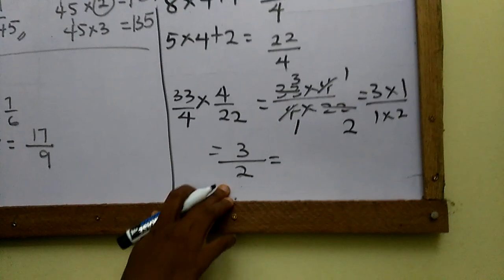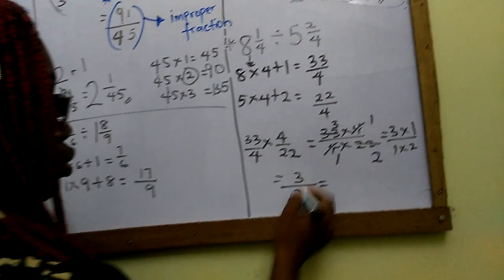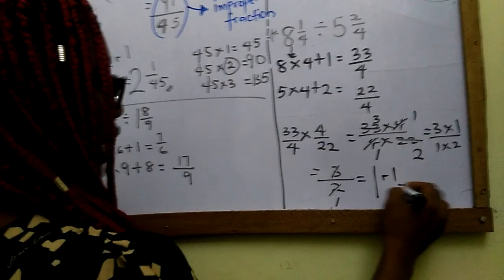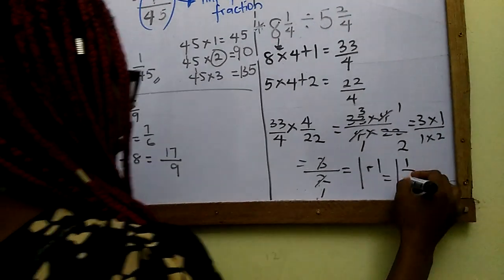So this is an improper fraction. We can't stop here. We have to break it down. How many times can 2 go into 3? 2 into 3 is 1, remaining 1. So our answer is 1 whole number 1 over 2.